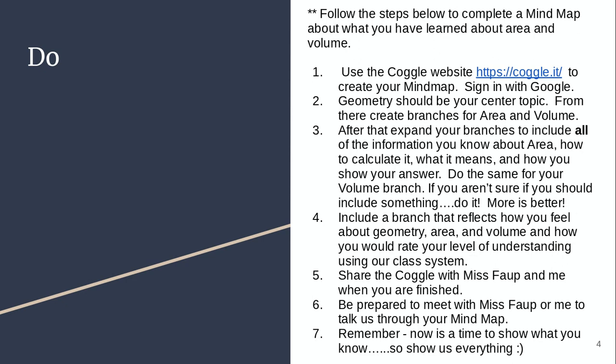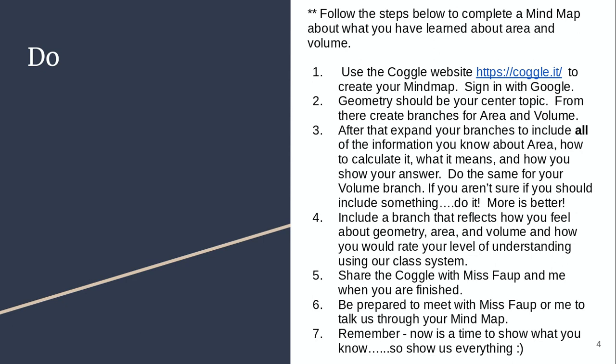Use the Kaggle website to create your mind map and sign in with Google. Geometry should be your center topic, and from there, create branches of area and volume. After that, expand your branches to include all the information you know about area, how to calculate it, what it means, provide an example, and show your answer with the correct unit. Do the same for the volume branch.